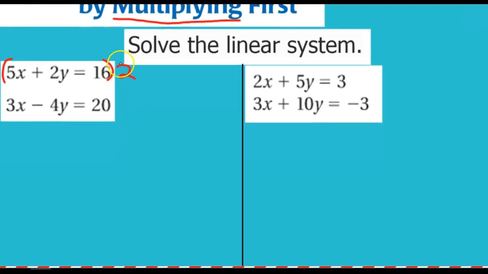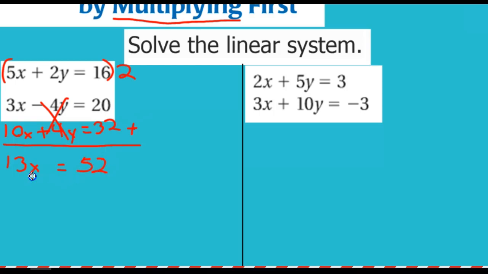So when we multiply by 2 though, we have to remember to multiply everything by 2. So 2 times 5x will give us 10x. 2 times positive 2y will give us a positive 4y. And 2 times 16 will give us 32. So these are our new numbers. We can add them together to eliminate them. 3x plus 10x gives us 13x. Negative 4y plus 4y is 0, so we can cancel that out. We eliminated it. And 20 plus 32 gives us 52.